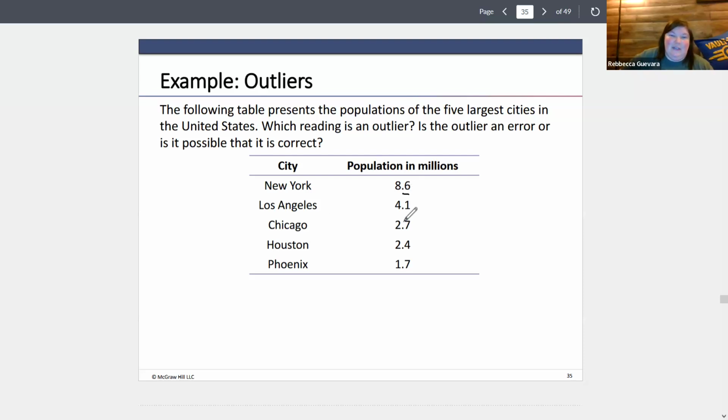So you notice everything is rounded to the tenths place, and this data point is significantly larger than Los Angeles. But like I said, the rounding seems to be consistent, so consistent decimals. So this is definitely an outlier, but I think it is correct. It is significantly larger than the other cities, but there's no indication that something with the decimal place was moved or something was recorded incorrectly.